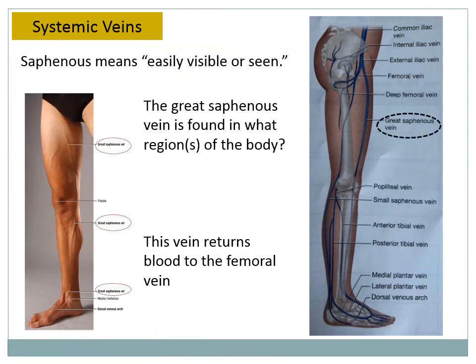We also have another vein in our leg that stretches actually a very long way. It's called your great saphenous vein. Saphenous means easily visible or seen. If you've ever gone to the gym, this vein has probably popped up on you, or if you see people that are at the gym all the time, this vein is very easy to see on them.